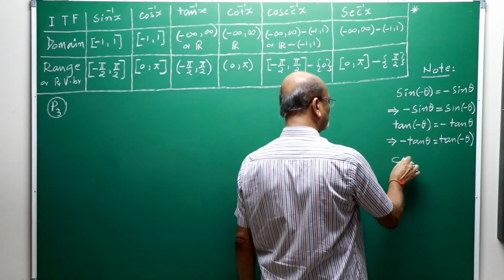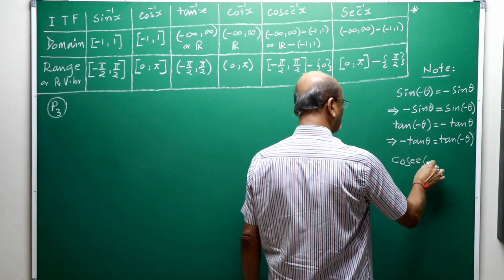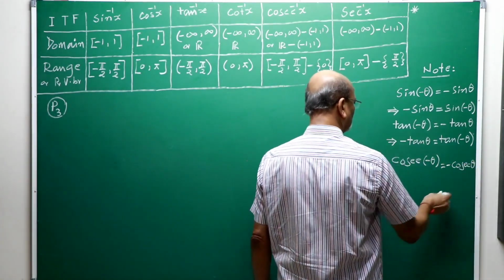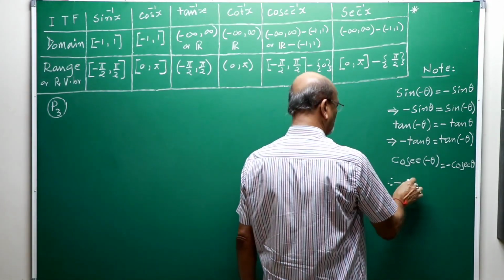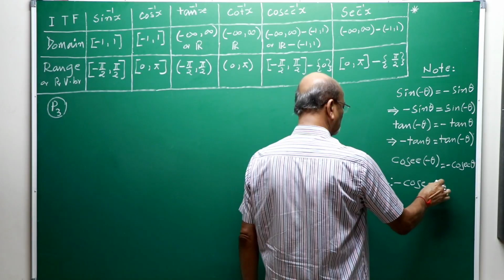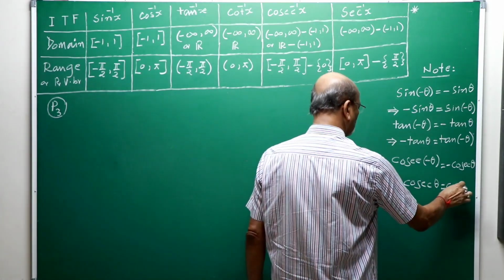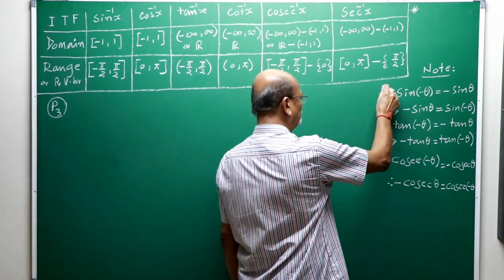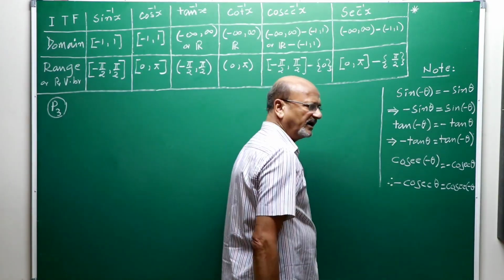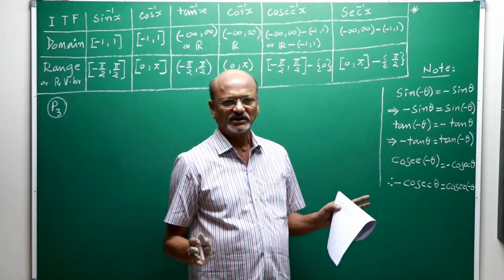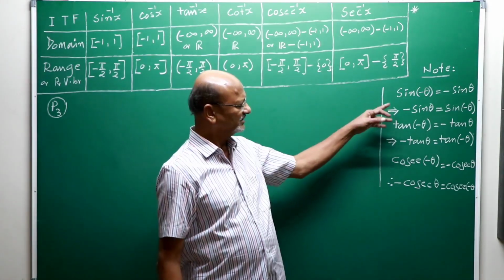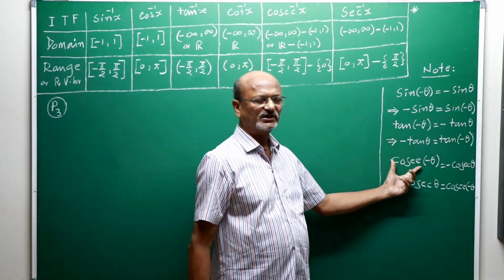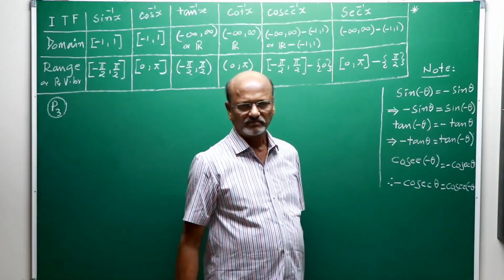Third one, cosec of minus theta is minus cosec theta. Therefore, minus cosec theta is cosec of minus theta. Yes, my friends, these all three have the same property. That's why I collected the same trigonometric ratios having the same property. What is it? Sine of minus theta, tan of minus theta, cosec of minus theta. This minus comes outside. Is it correct?